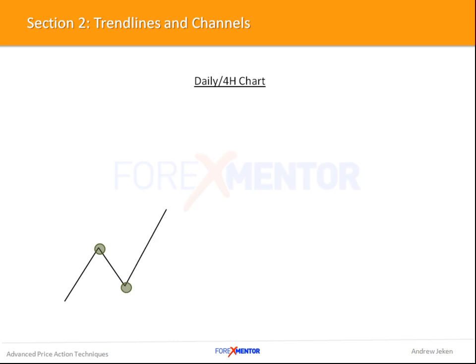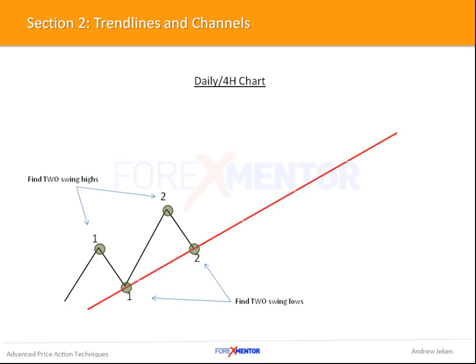First things first, we want to identify two swing lows and two swing highs. Okay, really straightforward. And you can see I've labeled them, two at the bottom, two at the top. We then want to connect the lows and the highs, and you can see it forms a channel.